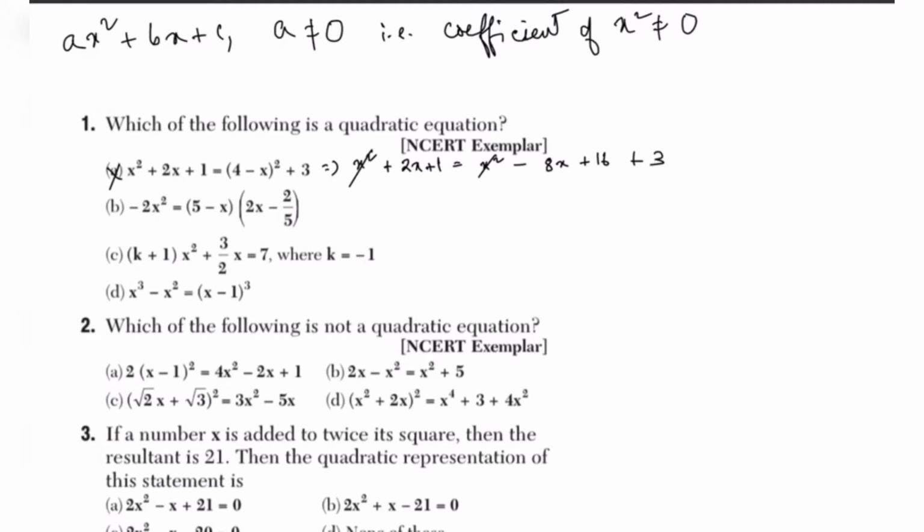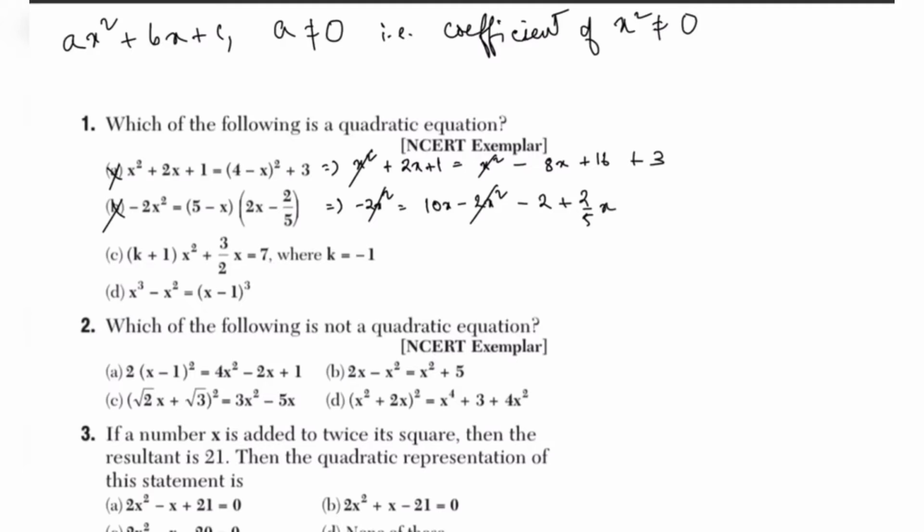Okay, let's see option B. Minus 2x square equals, you will get 10x, then you will get minus 2x square, then you will get minus 2, and then you will get plus 2 by 5x. Now you see that minus 2x square get cancelled on both sides. So again you are left with no way to get ax square plus bx plus c, a non-zero, so this is gone.